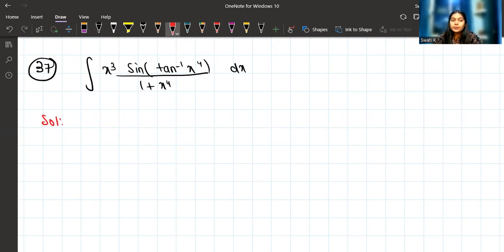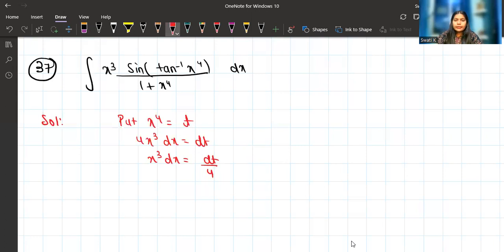So here, what are you going to substitute? You are simply going to substitute here x raised to 4 as t. So if I put here x raised to 4 as t, this will simply become 4x cubed dx equals dt by using the formula of derivative. And this will become x cubed dx is equal to dt upon 4, right? So therefore, I can write down the question as integration for this x cubed dx, I have dt upon 4. So I can write down dt here and that upon 4 outside.